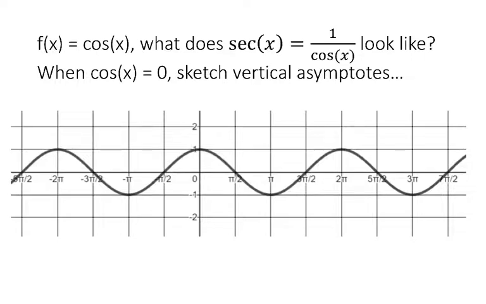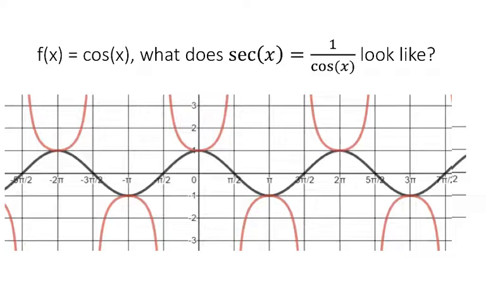So here's cosine. Here's a 0, here's a 0, here's a 0, here's a 0, here's a 0, here's a 0. And then there's going to be vertical asymptotes on secant anytime cosine has a 0. If we go to the next slide, you'll see, look, there it is. There's my vertical asymptotes, just where I said they would be. So that's what the secant function looks like. It looks like this guy. Notice it's just the reciprocal of this.